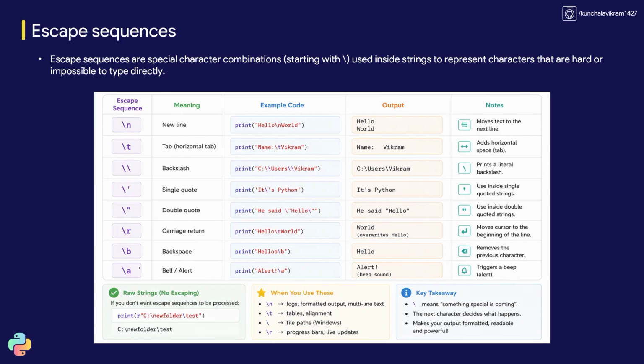And again, backspace using \b. For example, hello with a double o followed by \b is as good as pressing backspace once, right? So one o is removed. And if you want any audible alerts, you can use \a, which will basically trigger a small beep.